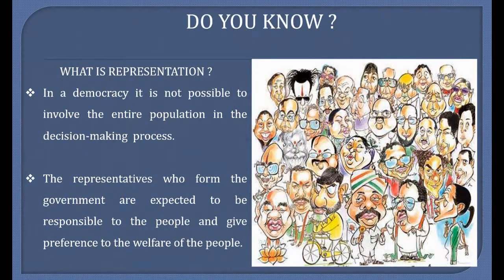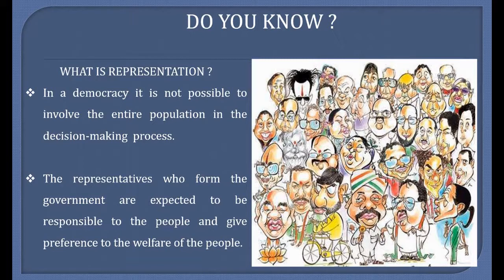Children, do you know what is representation? It is also said that modern democracy is a representative democracy. Yes, correct, children. Modern democracy is a representative democracy because in a democracy, it is not possible to involve the entire population in the decision-making process.